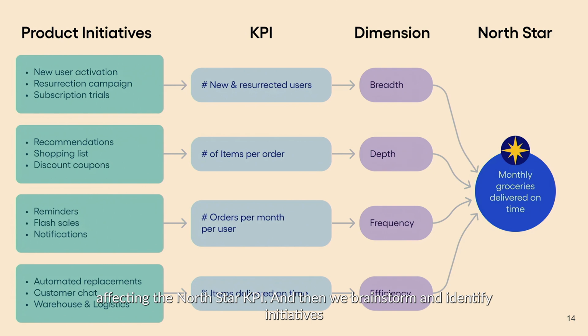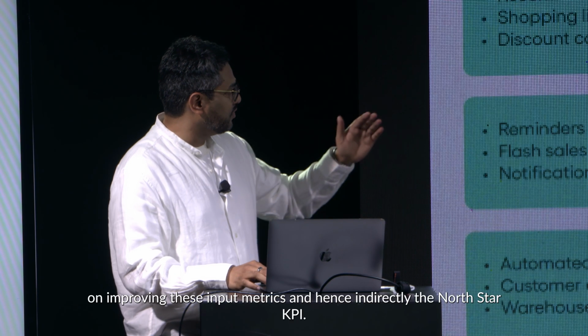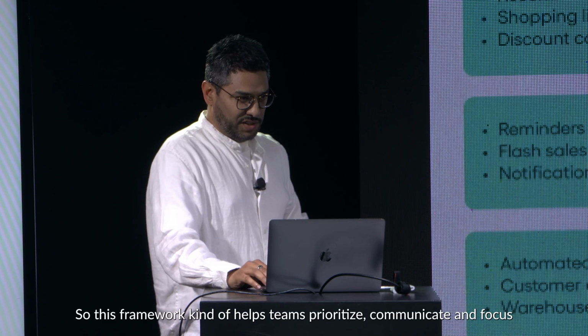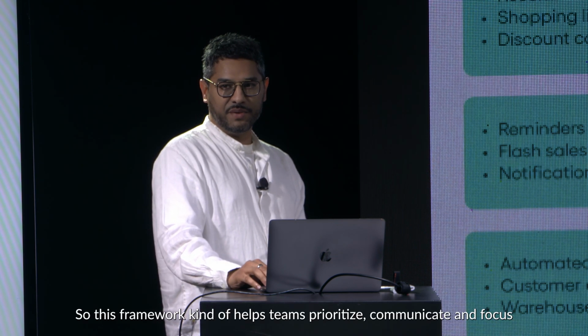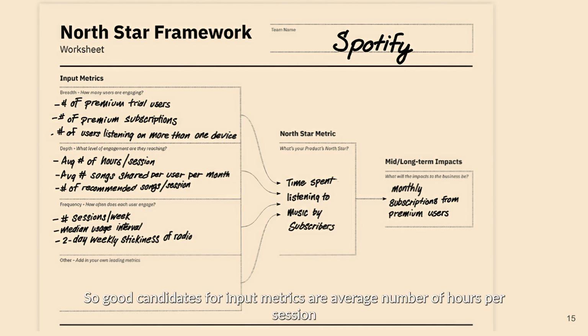And then we brainstorm and identify initiatives that we believe will have a good impact on improving these input metrics, and hence indirectly the North Star KPI. This framework helps teams prioritize, communicate, and focus on impact. As an example, here's Spotify's North Star framework. A KPI that's going to be important for the company is time spent listening to music by the subscribers. Good candidates for input metrics are average number of hours per session and number of sessions per week.